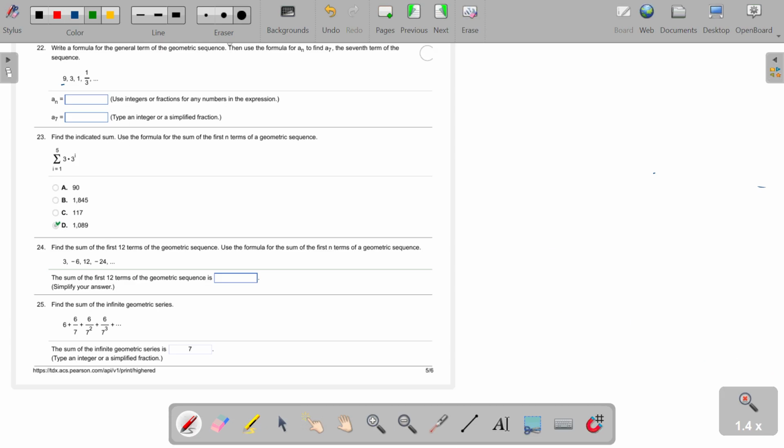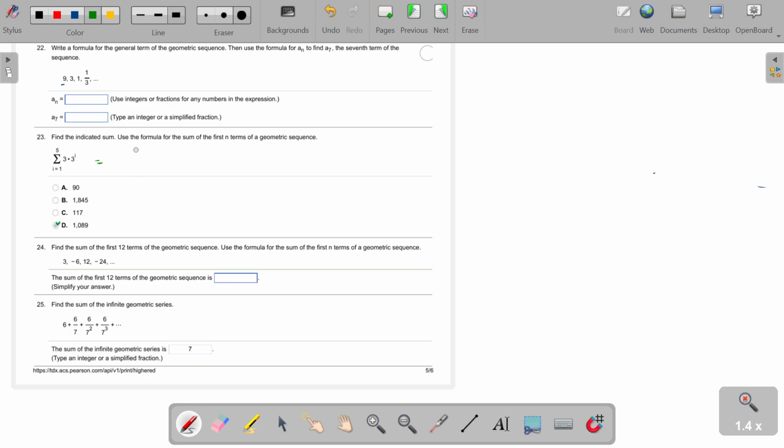So question 23 is asking us to find the indicated sum, but it's asking us to use the formula for the sum of the first n terms of a geometric sequence. You could find this sum by just expanding the summation notation, but since we want to use the formula, we're going to do it another way. First, I'm going to find the first, second, and the last term.